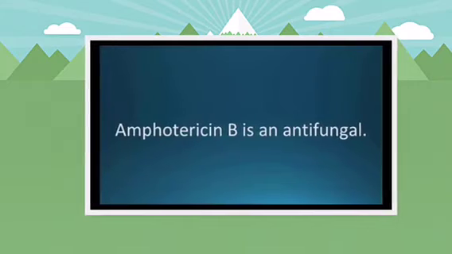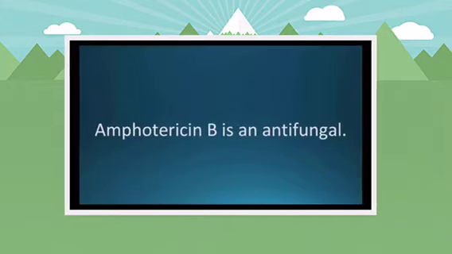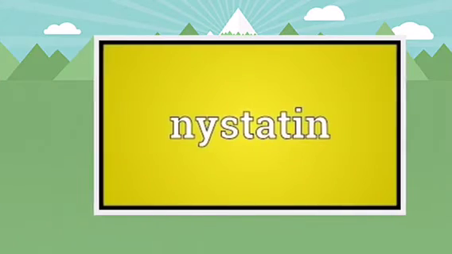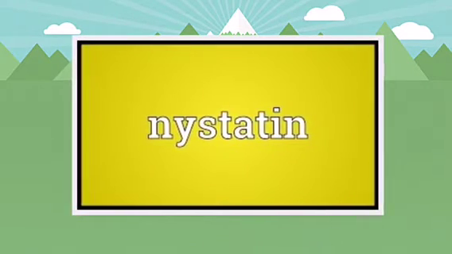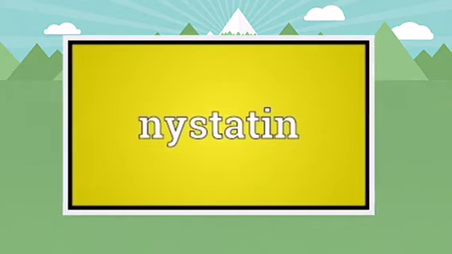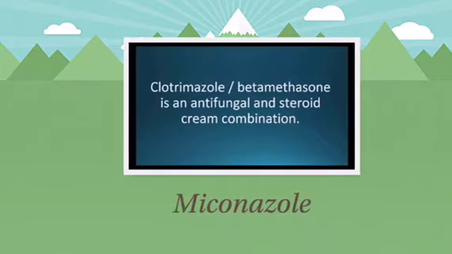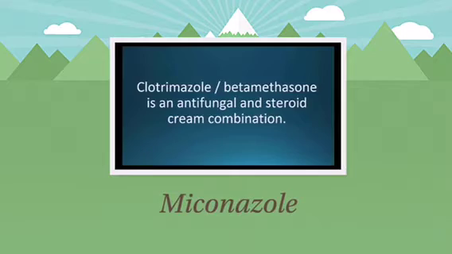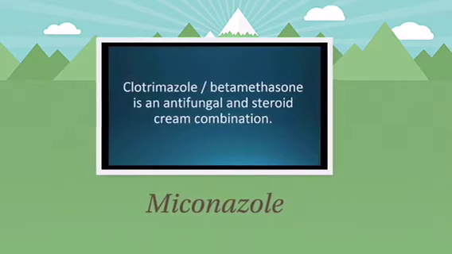Number 1, Amphotericin B, and this is indicated for most systemic fungal infections. Number 2, Nystatin. It is used primarily to treat Candida albicans. Number 3, Clotrimazole or Miconazole, and this is used topically to treat candidiasis.